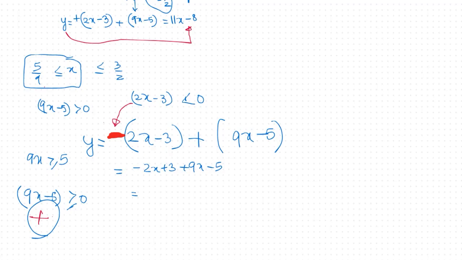Okay, so 7x. What about the equal sign though? Can it be equal? No. See, equal to we don't care, because we only care about whether the value will be positive or negative. When you put exactly this value, it becomes 0. So whether you put positive 0 or negative 0, it doesn't matter.